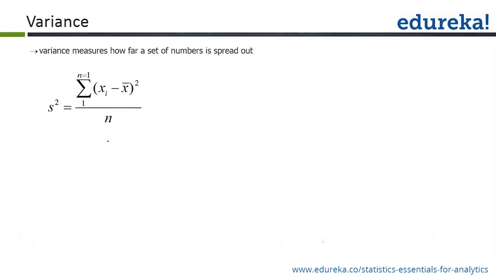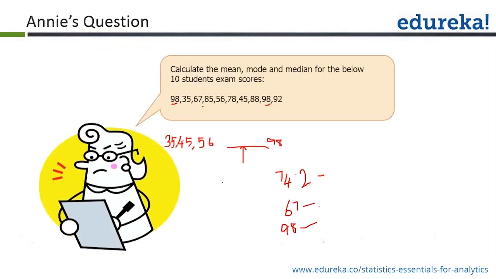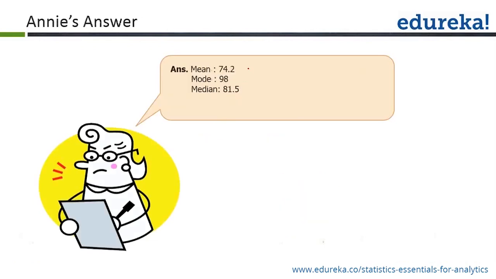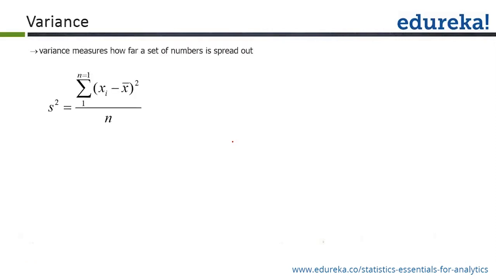Variance measures how far a set of numbers is spread out. What does this mean? Let us take the same example of students' marks. We know that the mean, median and so on are some numbers, that is fine. But now you want to find out how varied the students are from the mean, mode and median. That is what is explained using measures of spread. So how do we calculate this variance?